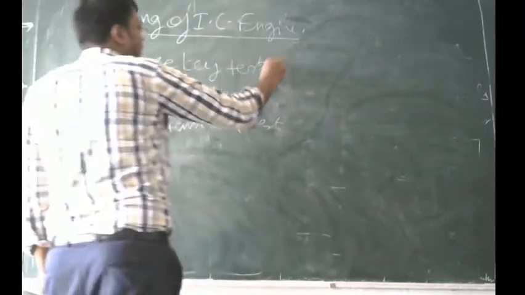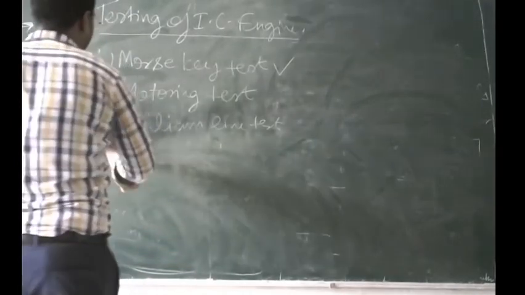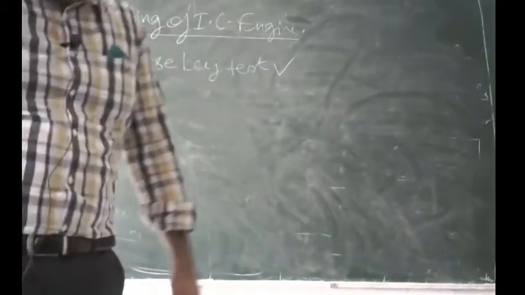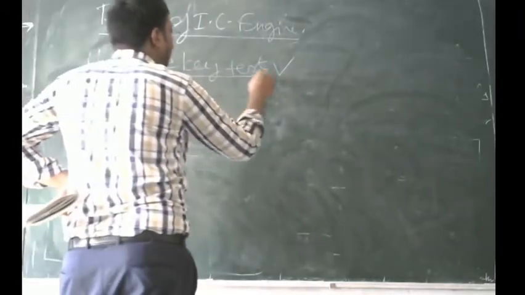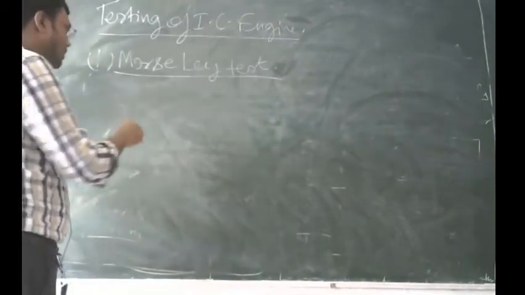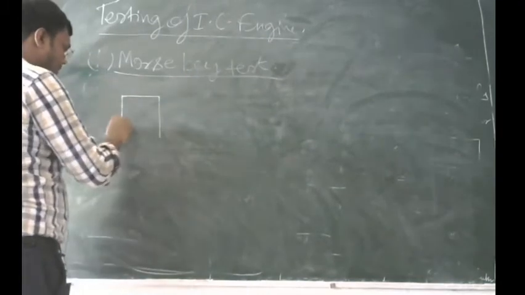First we will start with the Morse key test. What is the Morse key test? I will explain here. In the Morse key test, if there is an engine, let us assume it is a 4-cylinder engine. So 4 cylinders are there.